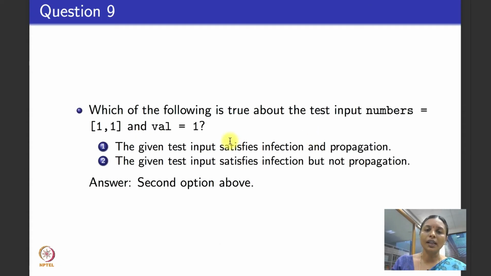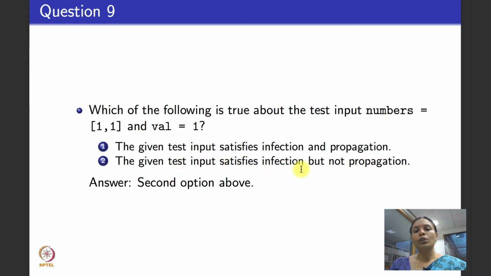So next question says, which of the following is true about the test input numbers, which is an array of length 2 given as 1, 1, and the value to be found in the numbers array is just the value 1. So this is my input to the method. The input is an array of numbers called numbers, of length 2, which has the number 1 repeated twice. The value to be found is 1. So it says this input for that mutated program satisfies which of the two conditions? The given test input satisfies infection and propagation.